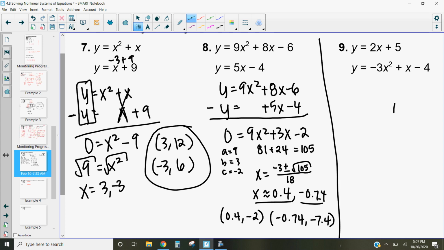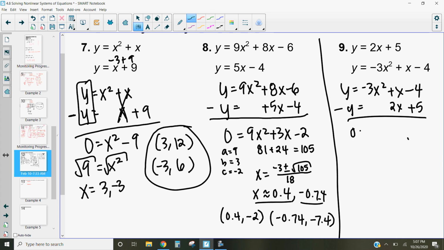Let's look over this last one all together one last time. So again, we're going to line those up. So y equals negative 3x squared plus x minus 4, and then we get our 2x plus 5 down on the bottom, and this is equal to y. So then as we eliminate or subtract these, we get 0 equals negative 3x squared minus x minus 9. And then we can solve this one.